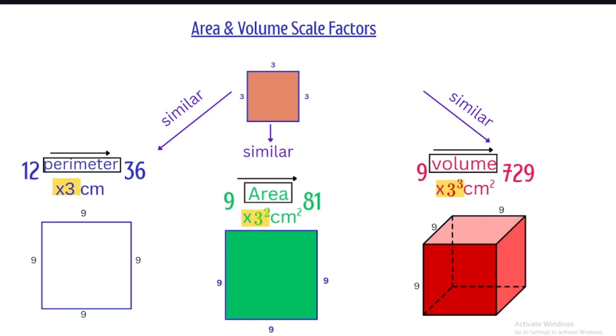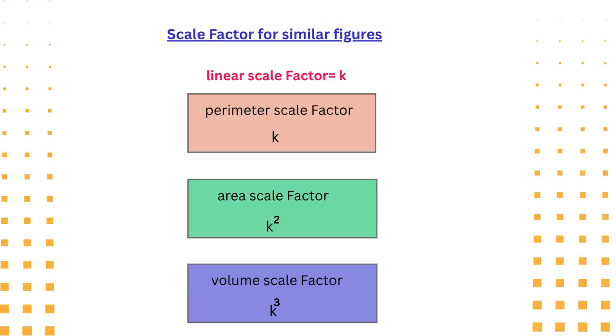Part 3 here, when we scale a cube, the small cube has a volume of 27. The large cube has a volume of 729 centimeters cubed. Let's figure out the scale. 27 becomes 729. We find that it is 3 cubed. We multiply by 3 cubed. Why? Because it is volume.